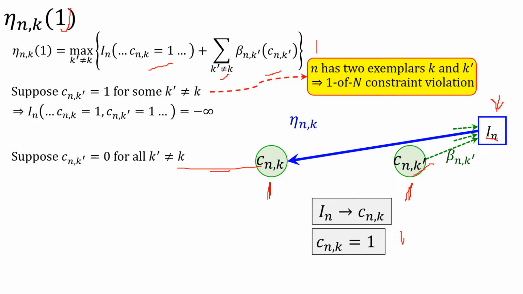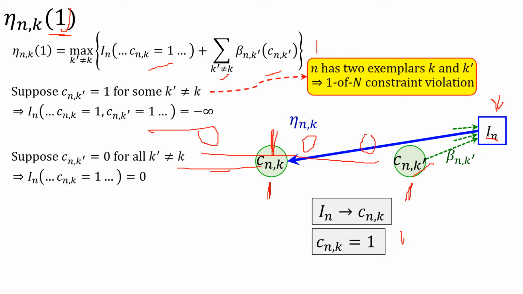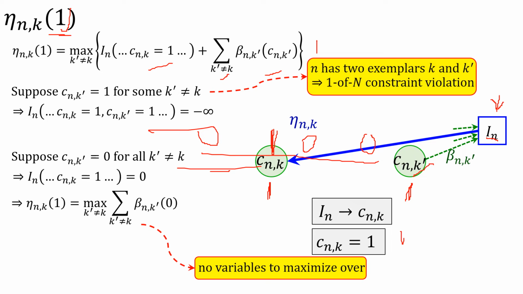So now let's look at when cnk prime equals 0. That's the other situation, for all k prime not equal to k. So this cnk is still a 1, but everywhere else in this row we have zeros. Whence in will always be 0, because with only a single 1 here and everything else being a 0, the constraint can never be violated. So in is equal to 0.